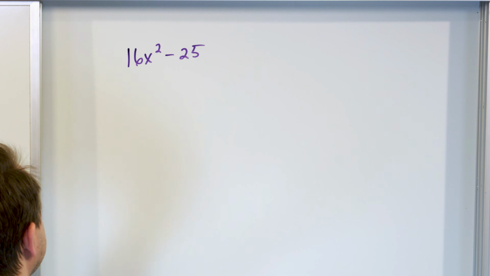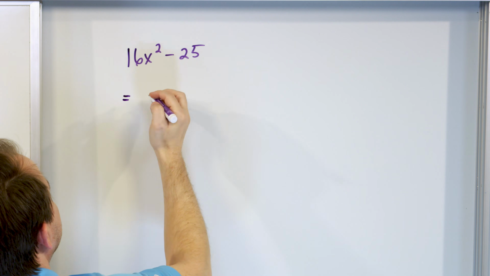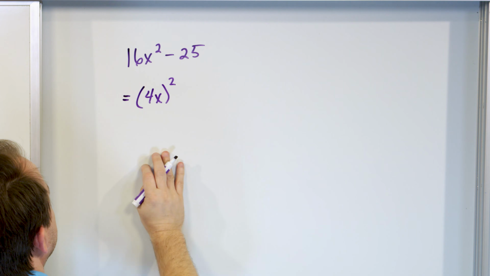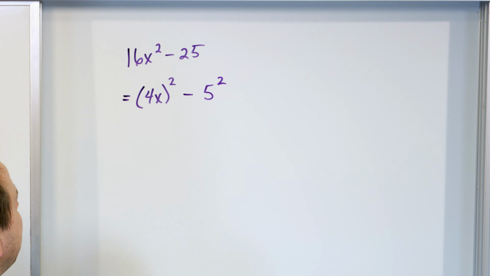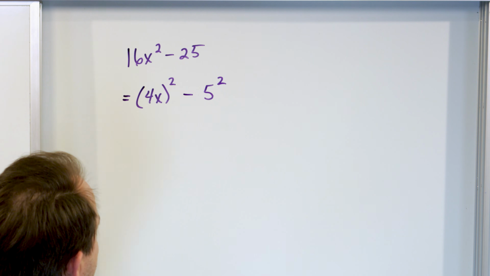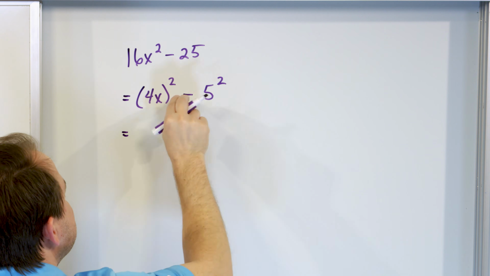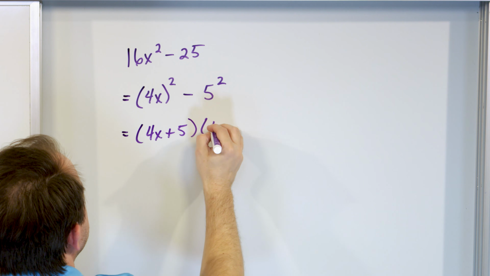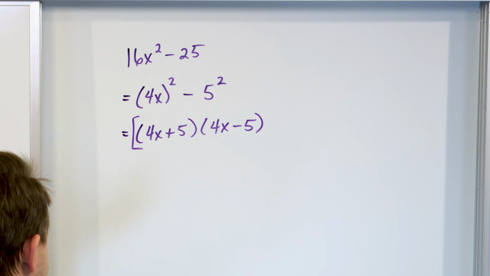If it were to be a difference of two squares, I would have to be able to write the first term as a perfect square and the second term as a perfect square. But I can write that first term as 4x quantity squared. That'll give me the 16x squared. I can write that second term as just 5 squared. So it is the difference of two squares, right? Which means that the final answer will be a plus b times a minus b, which will be 4x plus 5, 4x minus 5. That's the final answer, 4x plus 5, 4x minus 5.